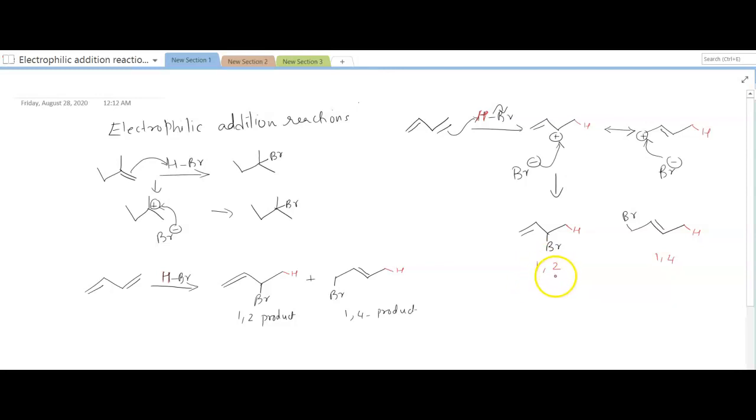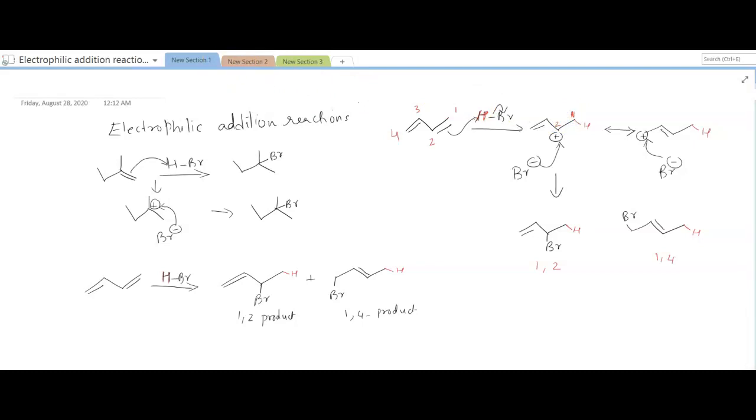They are called the 1,2 addition and the 1,4 addition products. This terminology derives from the fact that the starting diene contains a pi system where, if we number it, it can be called 1, 2, 3, 4, right? So here we have the 1 and the 2 position. This is my 1 and 2 position.